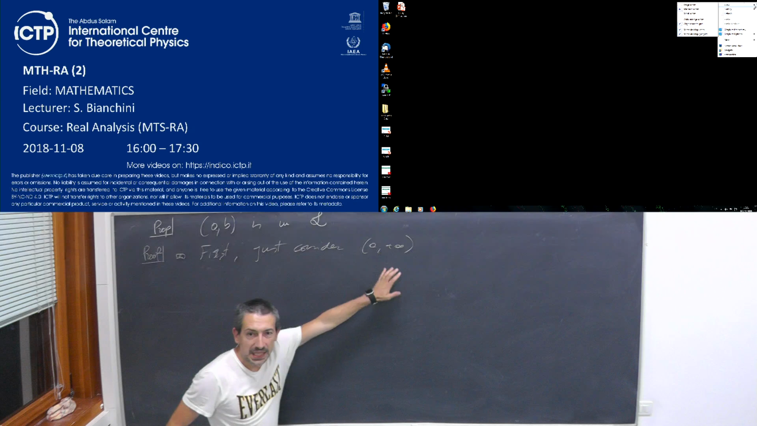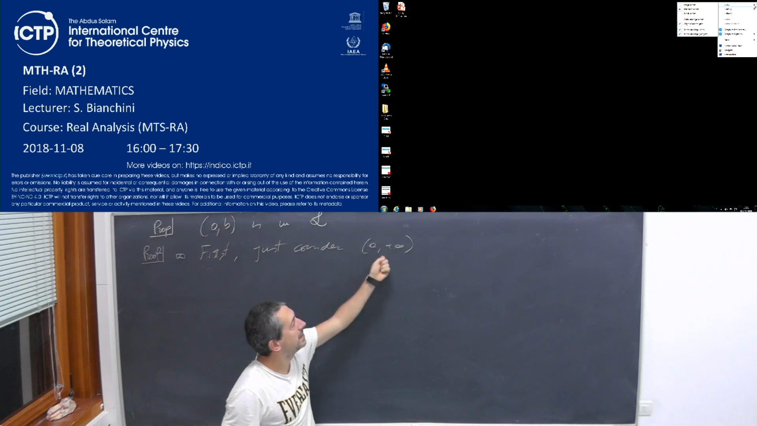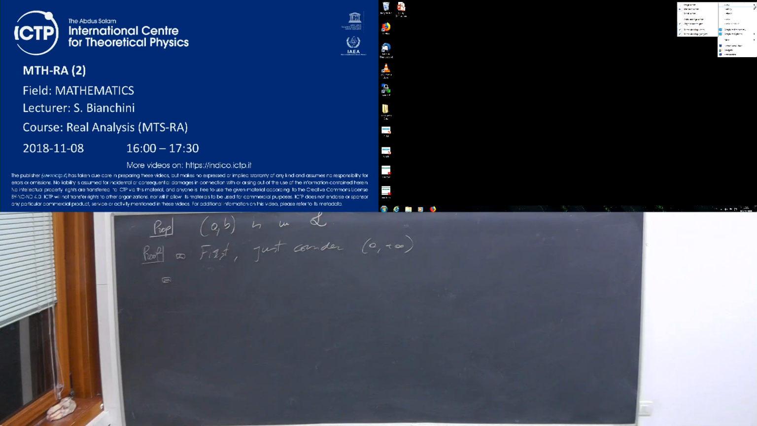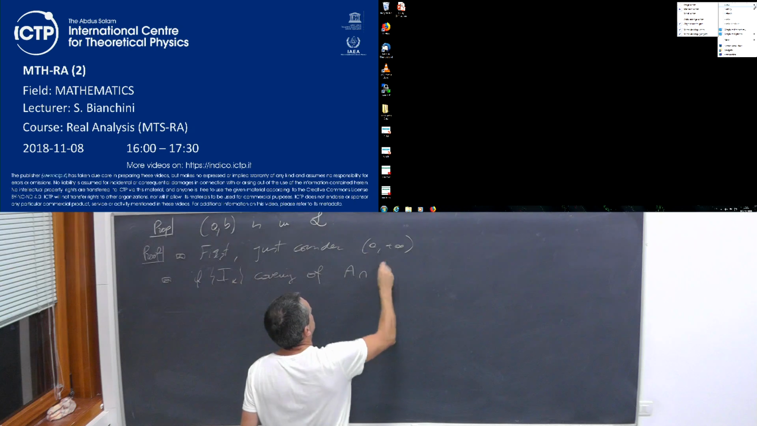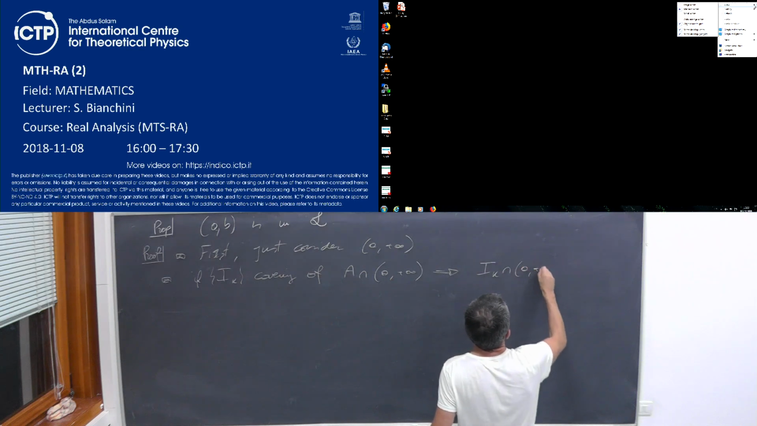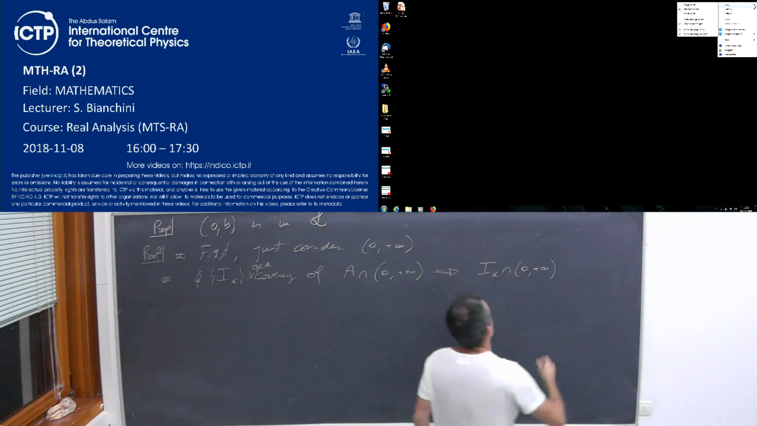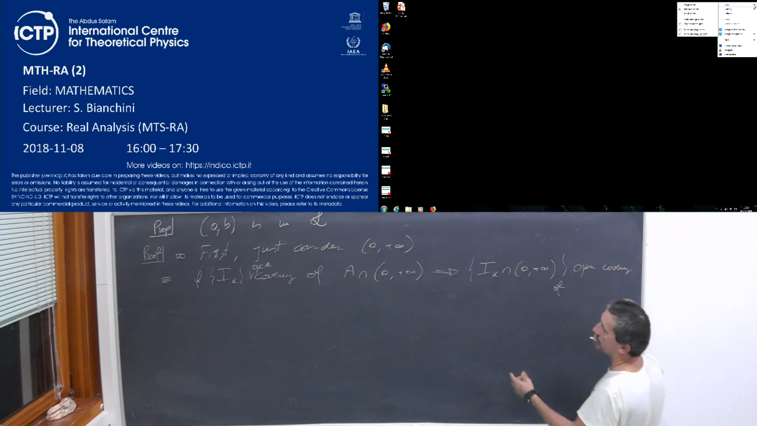Because the sigma algebra generated by this set contains any interval. Simply take the complement, and so the intersection is that. And so if I_k is a covering of A intersection (A, plus infinity), then I_k intersection (A, plus infinity) is, of course, an open covering of A intersection (A, plus infinity), because I decided to use open sets. Okay?